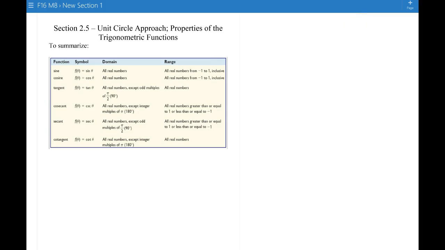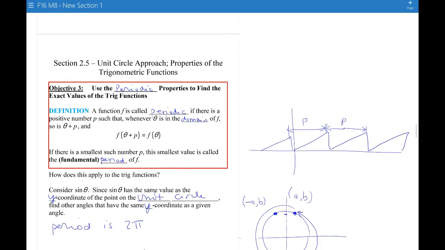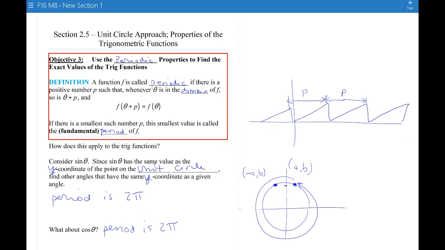So here's a little table from your book that summarizes the domains and ranges of all the trig functions. I'd expect you to learn these eventually, and hopefully they'll just start coming with time as you work with these functions. Now let's look at the periodic functions, and we're going to use periodic functions to find the exact values of the trig functions.